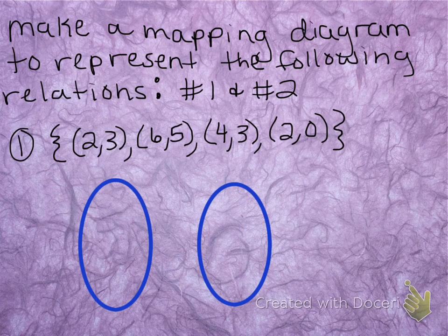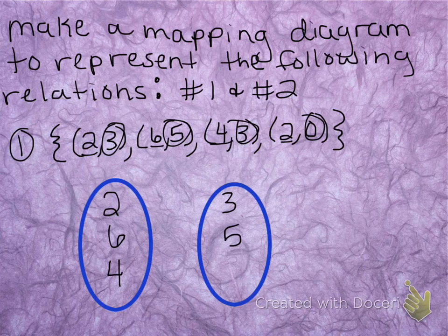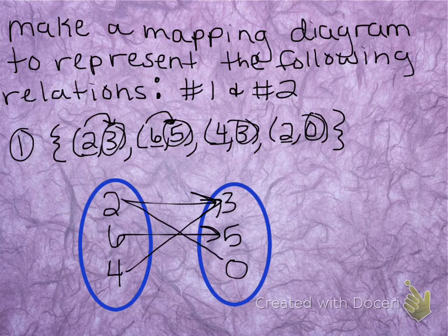All right, remember our x values go in the first bubble, so 2, 6, and 4, and then we never repeat a value. And in the second bubble goes our y values. Once again, we never repeat a value, so just 3, 5, and 0. And then we start drawing our lines, so a line going from 2 to 3, 6 to 5, 4 to 3, and 2 to 0. And there's your mapping diagram.